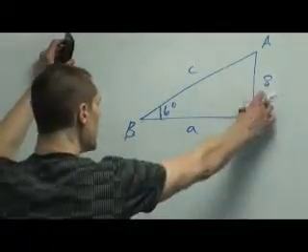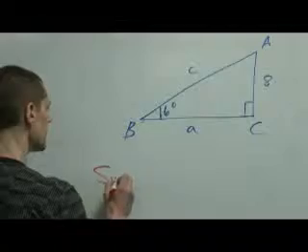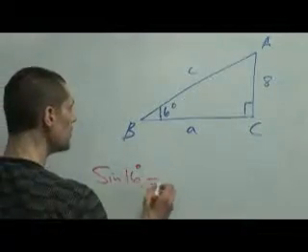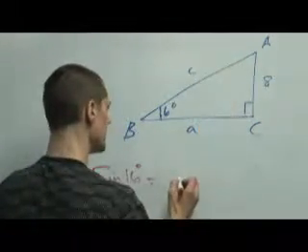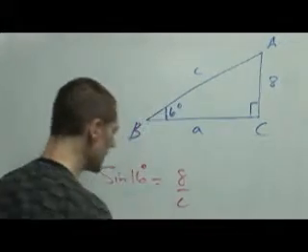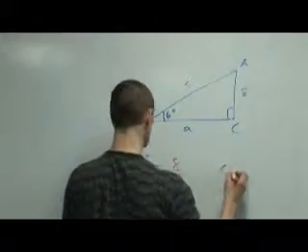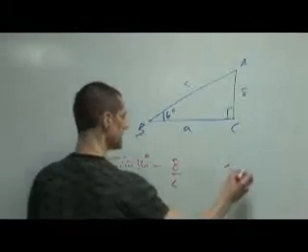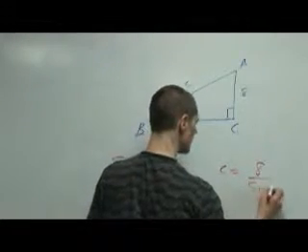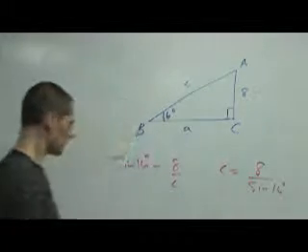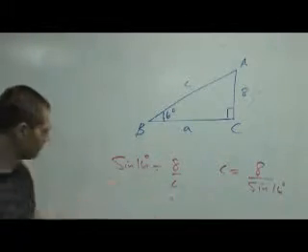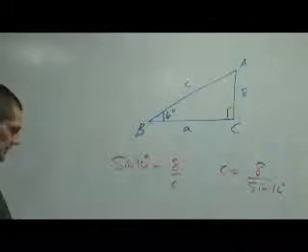I know that sine of 16 degrees is equal to 8 divided by c. That means that by basic algebra, c is equal to 8 divided by sine of 16 degrees. Okay, cross multiplied, then divided. Hopefully everyone can see that.